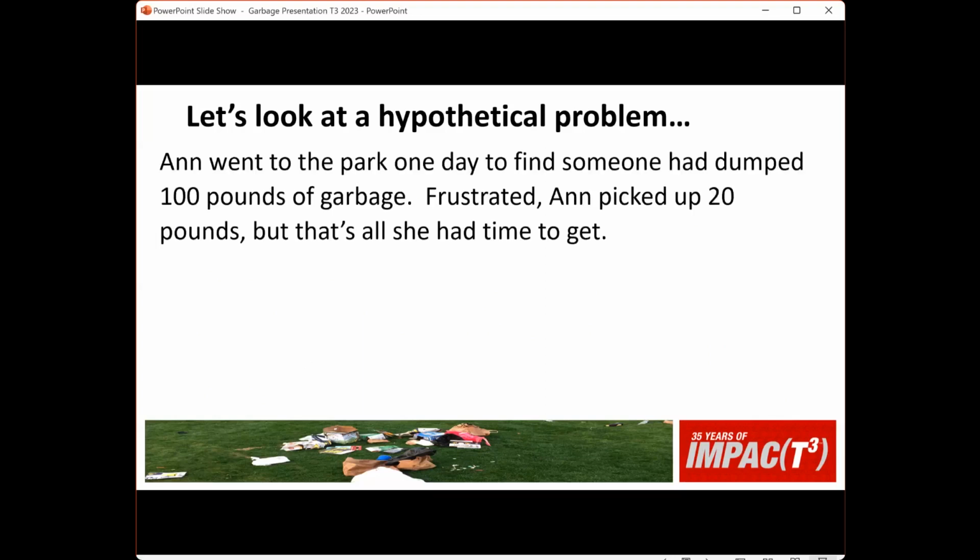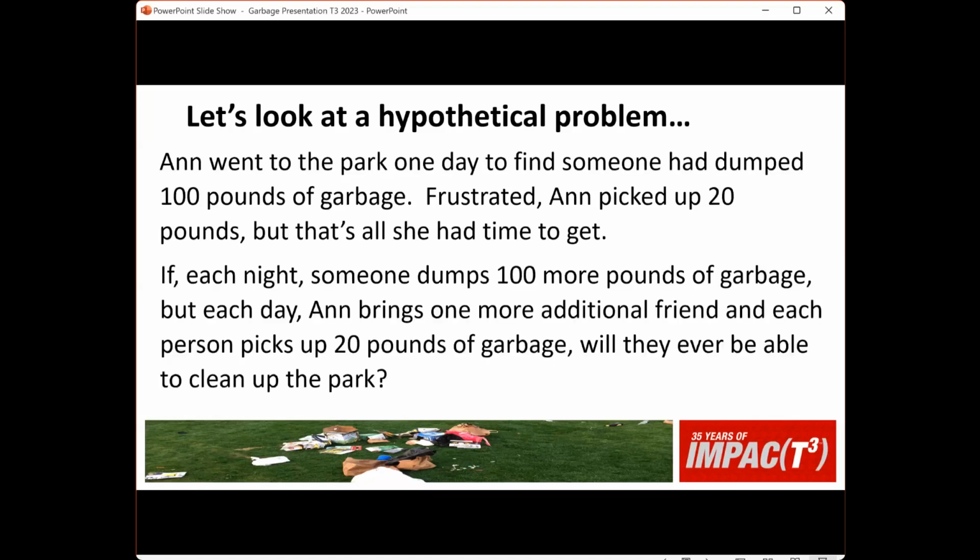Anne went to the park one day to find that someone had dumped 100 pounds of garbage. Frustrated, she picked up 20 pounds, but that's really all she had time to get. If each night someone dumps 100 more pounds of garbage, but each day Anne brings one more additional friend and each person picks up 20 pounds of garbage, will they ever be able to clean up the park?